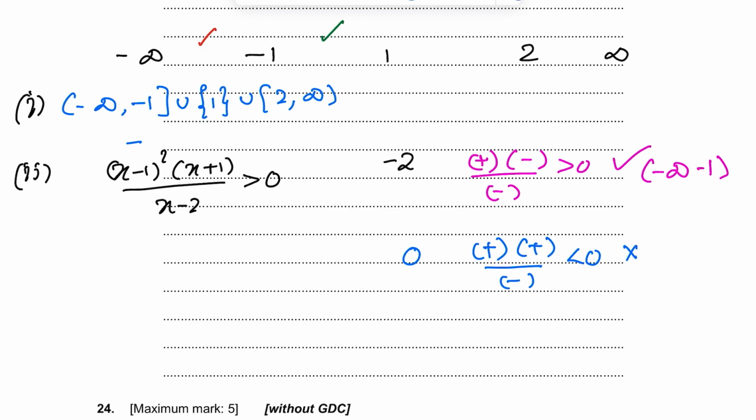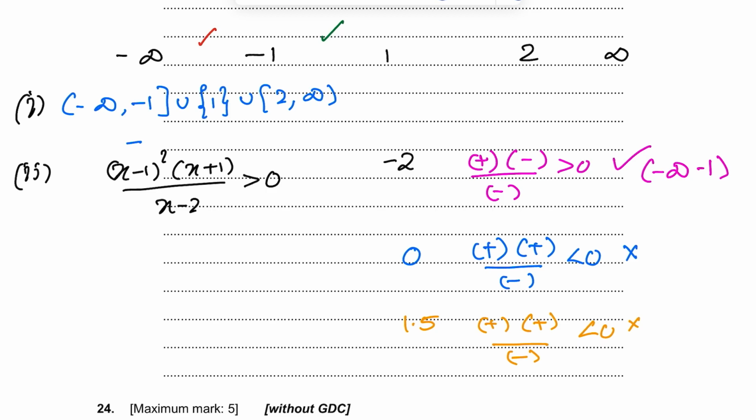Then I take the value between 1 to 2, maybe 1.5. If I take 1.5, it becomes positive, again 1 plus 1.5 is positive and it is negative, so this is less than 0, so it is also not possible.